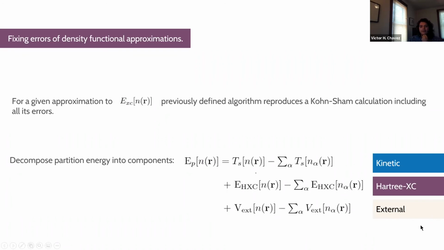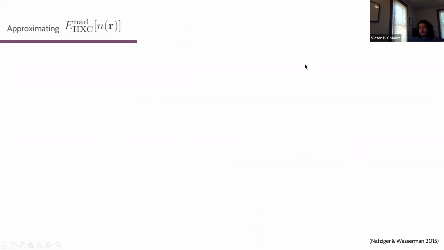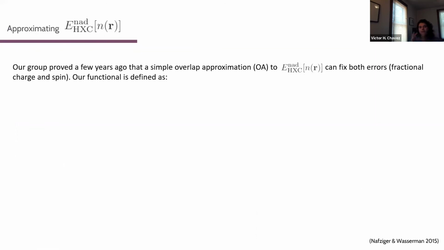So that means that if I remember those plots that I showed at the beginning, if I want to be able to fix the behavior when the molecules are separating, I can try to identify which of these components is in charge of generating those errors, and then individually target those components so that we can easily manage those things. So here I'm going to briefly go over how we can approximate some of these components. And the group proved a few years ago that you can just simply do a simple overlap approximation that will fix those two errors.